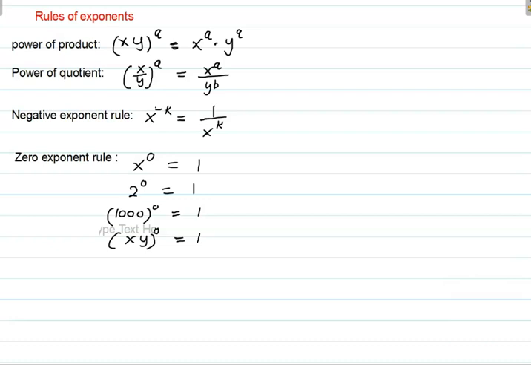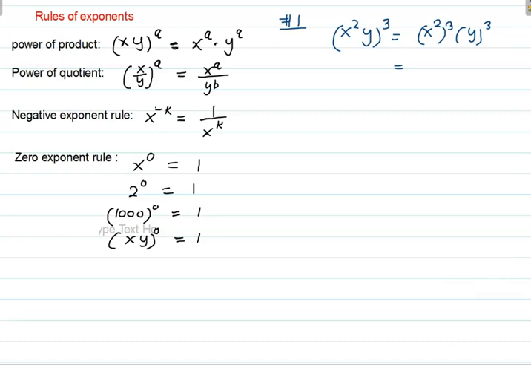Okay, so let's work on some examples based on these rules to understand them better. The first one, power of product. Say we have (x squared y) raised to 3. So this power 3 gets distributed to each member inside the parentheses: 3 gets distributed to x squared as well as to y, and then we simplify them further.